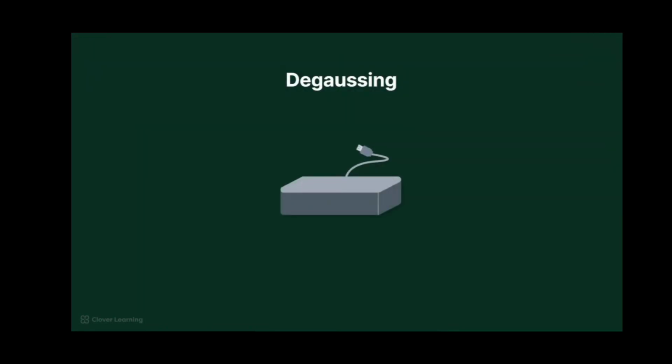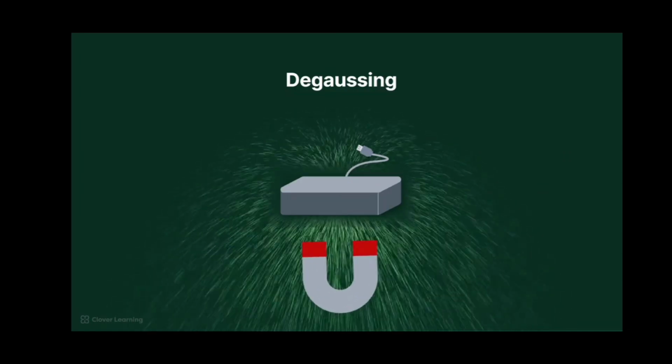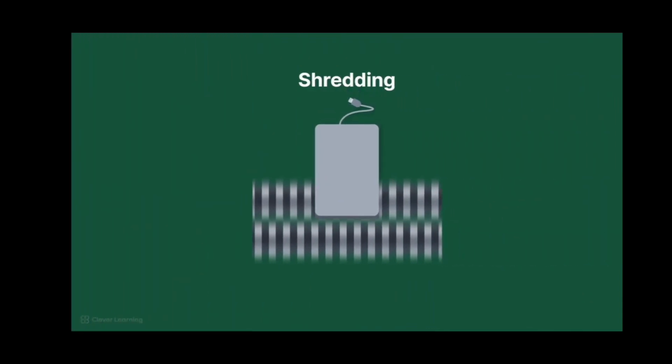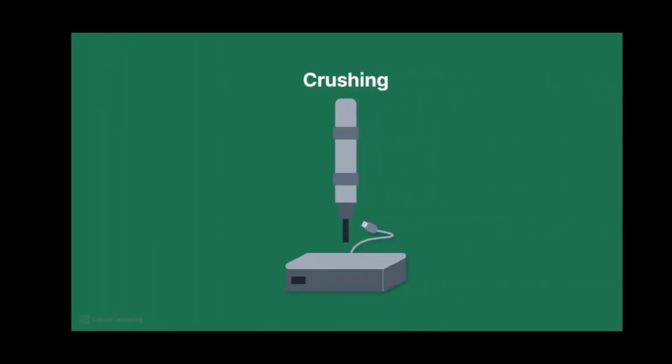This can be achieved through degaussing, using a high-powered magnet to disrupt the magnetic field of the storage media, rendering it unusable. Shredding, physically shredding hard drives, disks, or other storage media into small pieces. Crushing, employing devices that punch holes through the hard drive or crush it, making data unrecoverable.